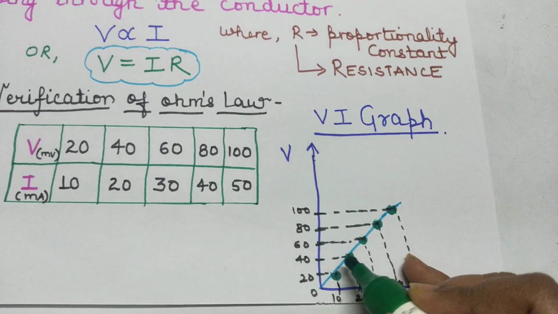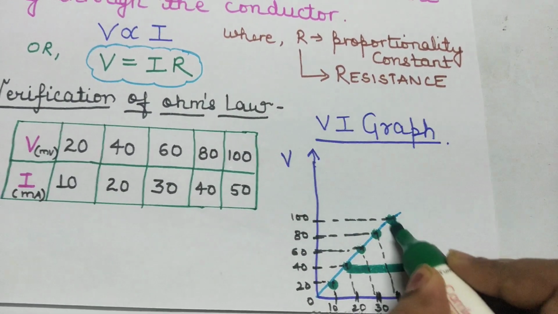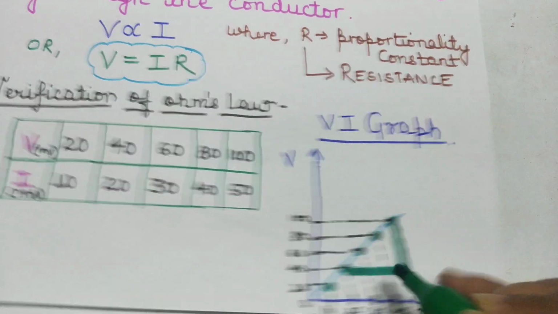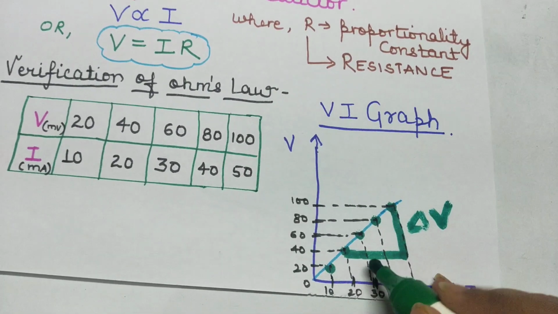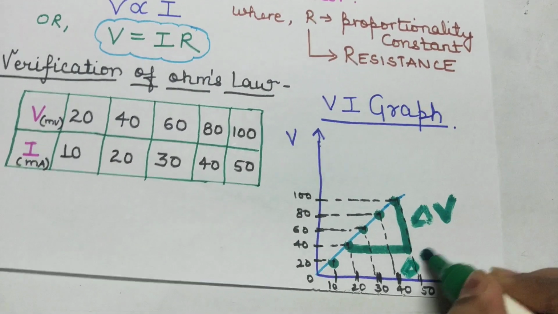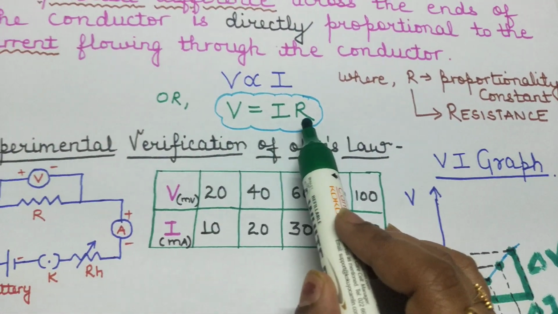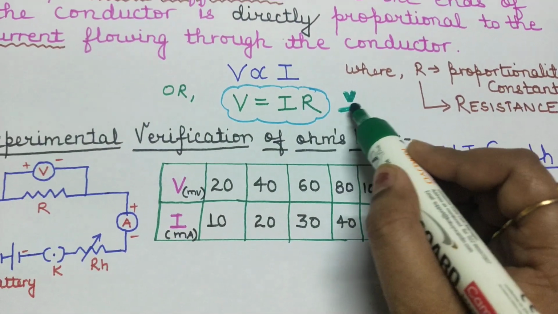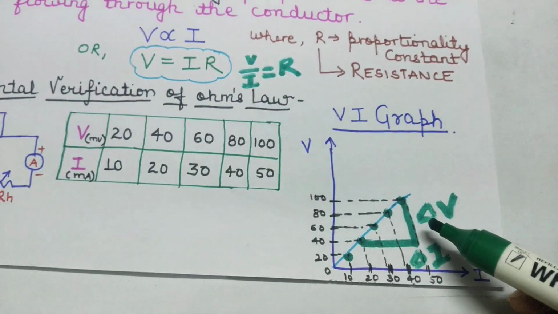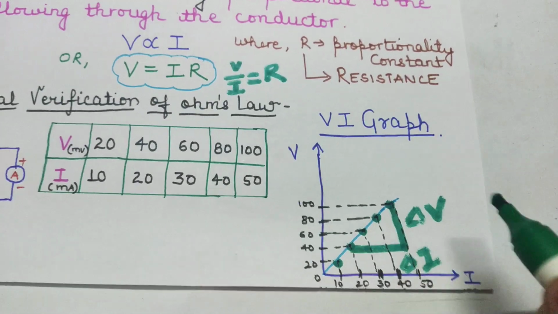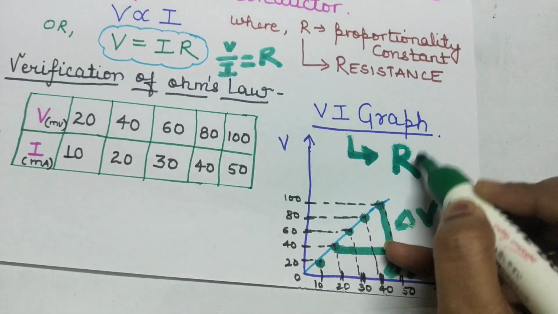And when you find the slope of this graph, how to find the slope? In class 9th you all have studied change in y-axis upon change in x-axis. What is on the y-axis? It is V, and on the x-axis it is I. So change in y-axis upon change in x-axis is delta V upon delta I. V upon I is what? Resistance. From here V upon I is equal to R. So the slope of the VI graph gives you resistance. Always remember, the slope of the VI graph gives you resistance.